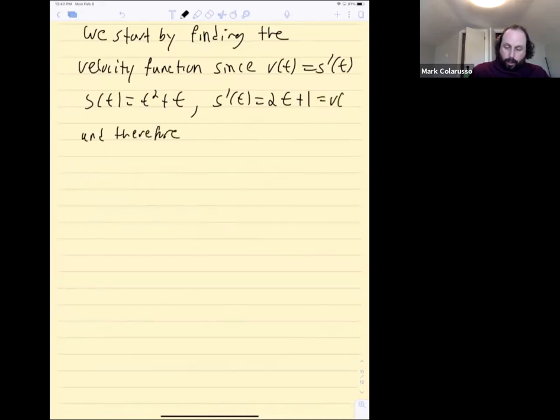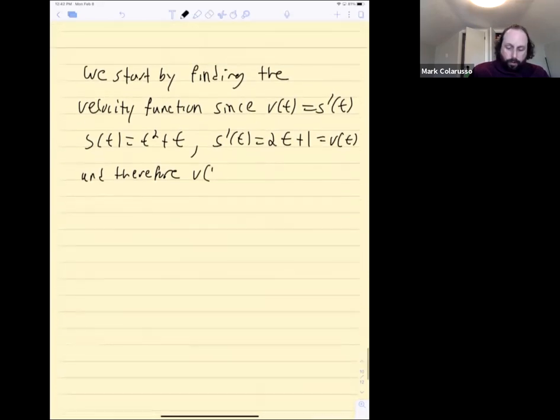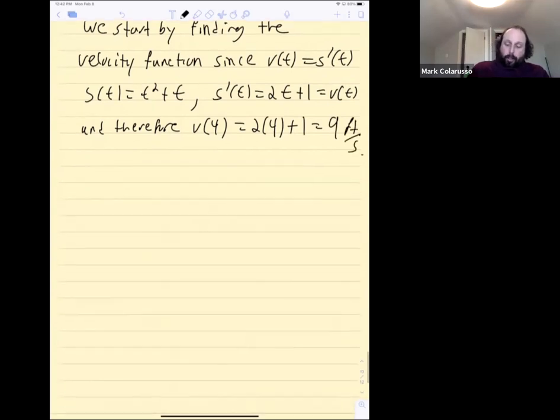And that's the same as the velocity function. Therefore, v of 20, the velocity at 4 seconds, since the helicopter was at 20 feet at 4 seconds, is 2 times 4 plus 1, which is 9. And what are our units here? Feet per second. Okay, so that's the velocity when the helicopter is 20 feet above the ground, after 4 seconds.